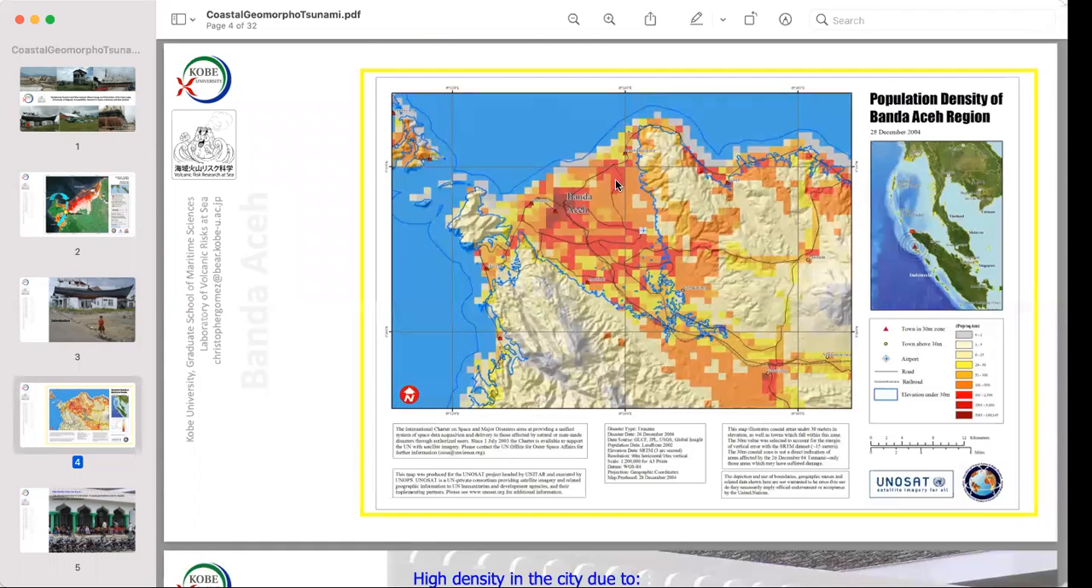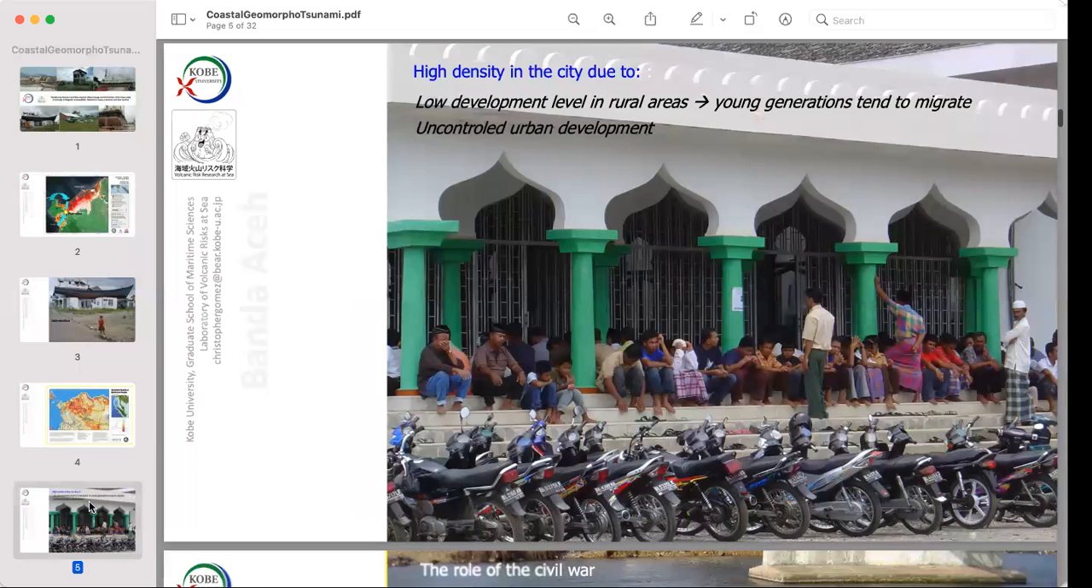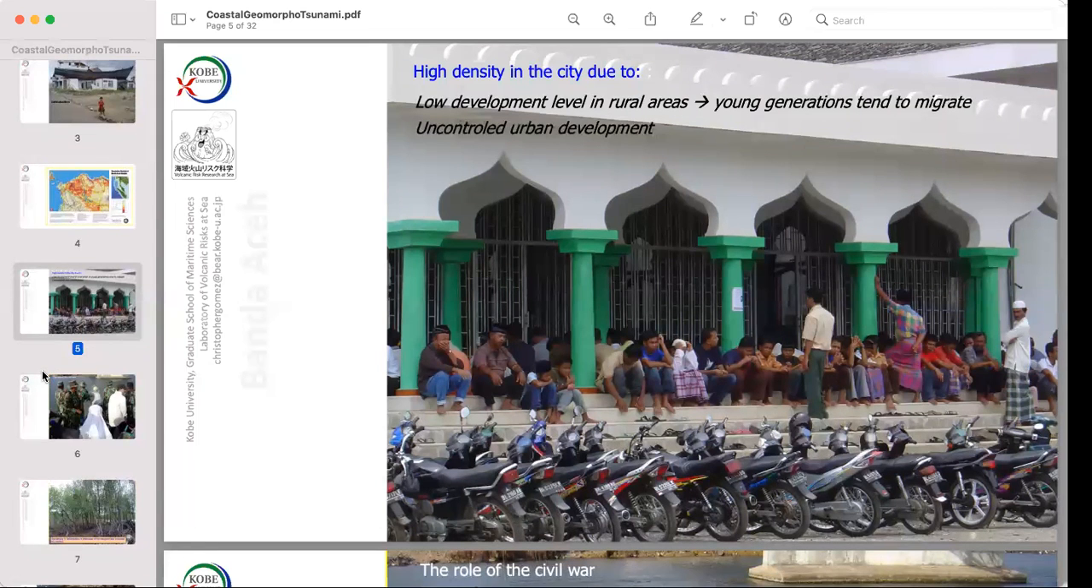So as I was telling you, one of the main problems is that we have the Banda Aceh plain area, which is right here. It's quite low, and it's filled with a lot of people. The area actually has a high density of population, a lot of young people, you can see them here sitting down. So a large population, which has turned the hazard into an important disaster.